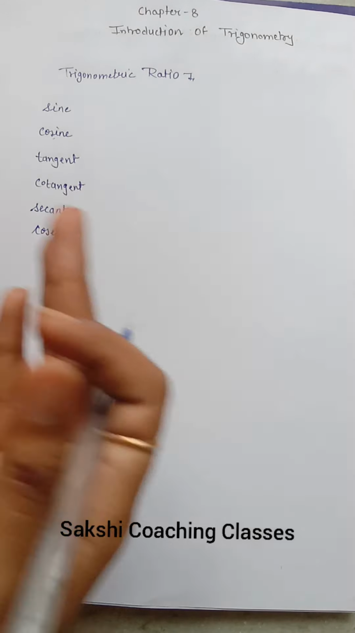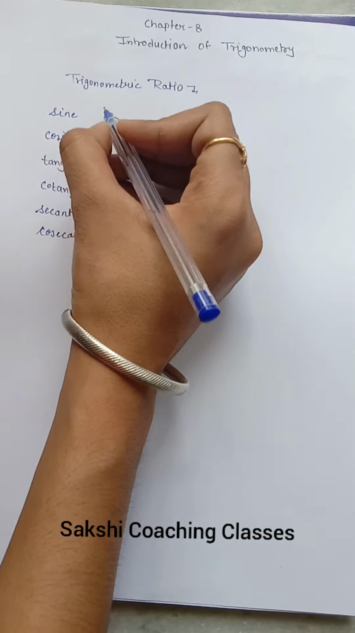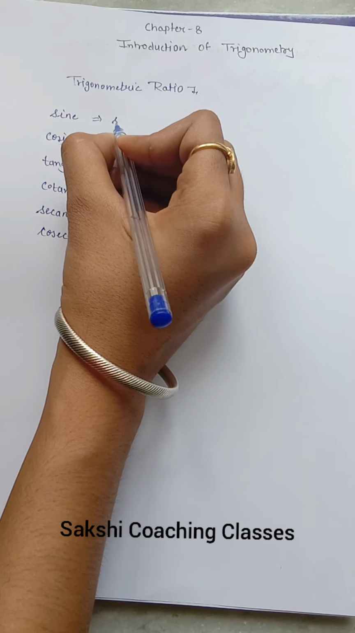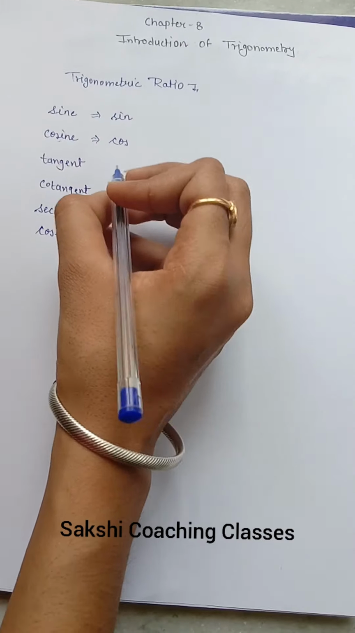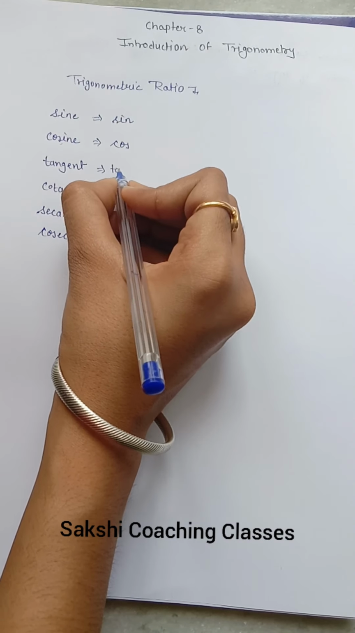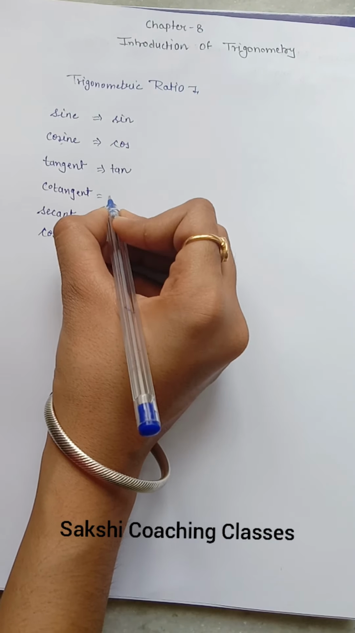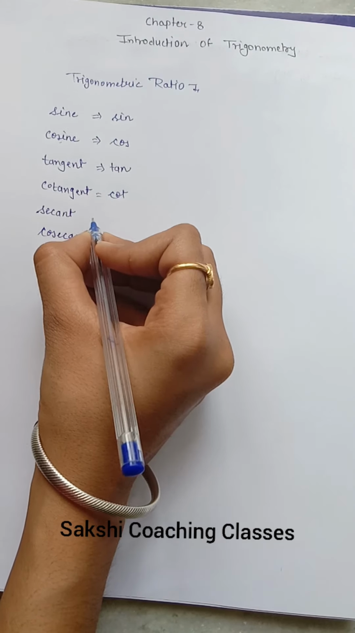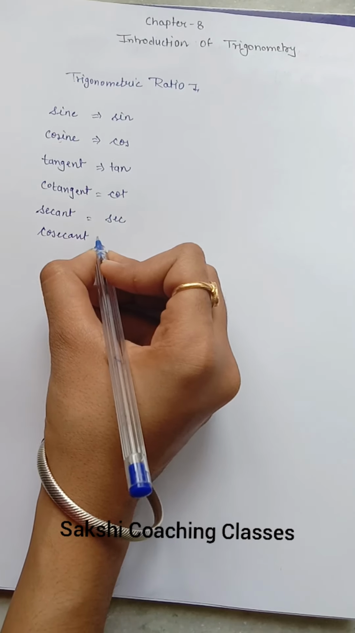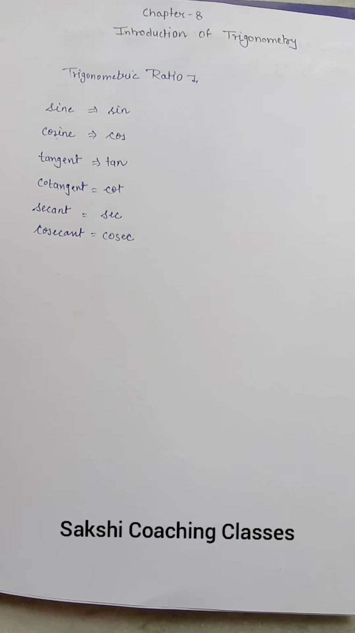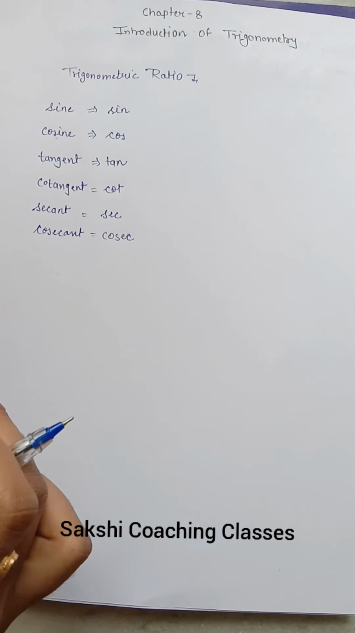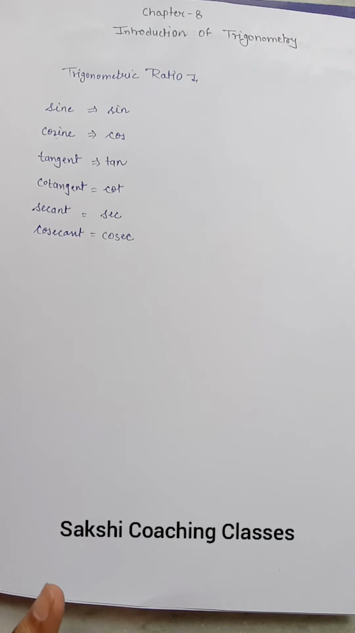Okay, there are some short forms of these trigonometric ratios, and these are sin, cos, tan, cot, sec and cosec. It will be easy for you to learn all the formulas if you learn these trigonometric ratios in that particular series.